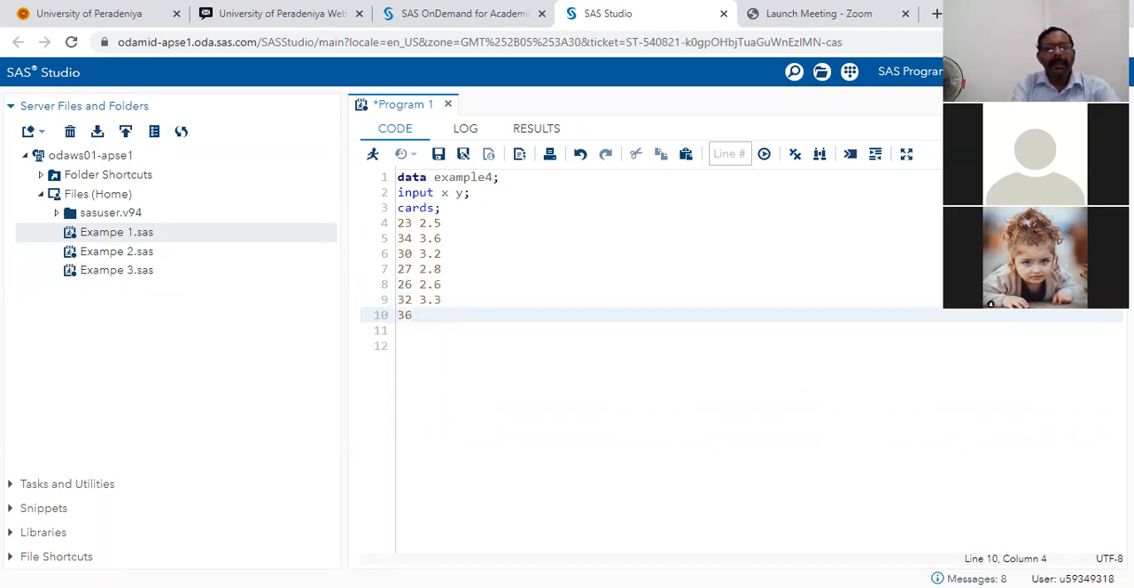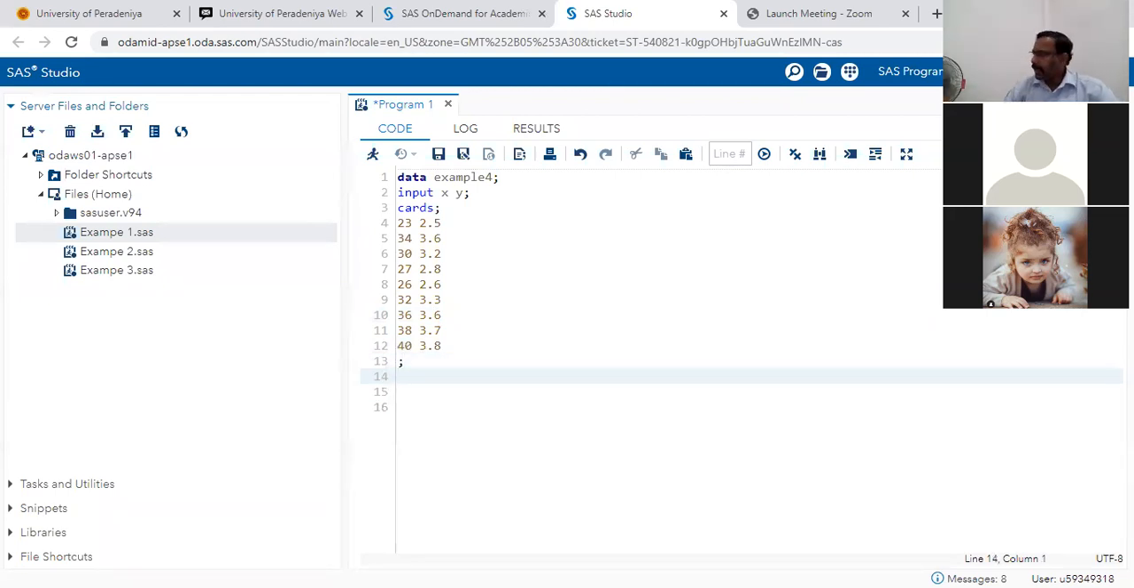A 36 centimeter diameter, getting 3.6. 38, 3.7. Right, a big tree, let's say 40 centimeters. Normally we don't get that, but 3.8. Right, now this is my data.